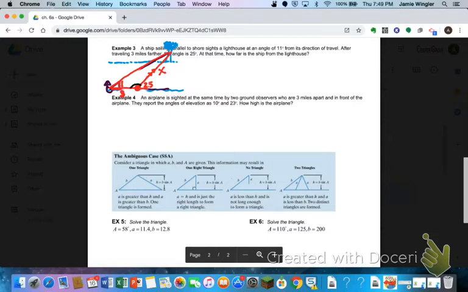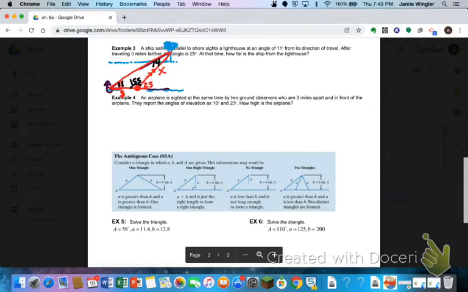This angle and the 25-degree angle form 180. So 180 minus 25 is 155. 155 plus 11 adds up to 166. So when you subtract that from 180, the angle up there by the lighthouse is 14 degrees.